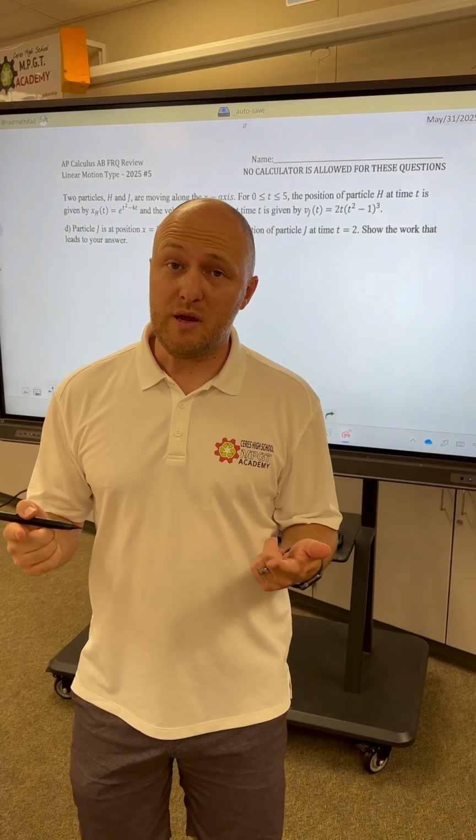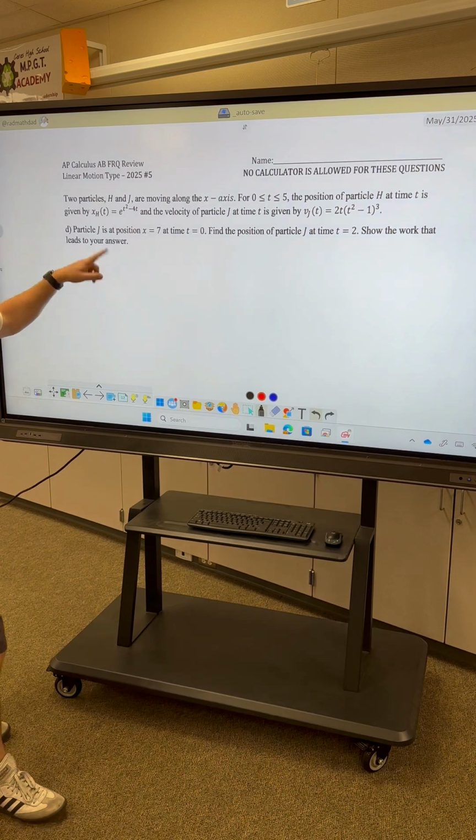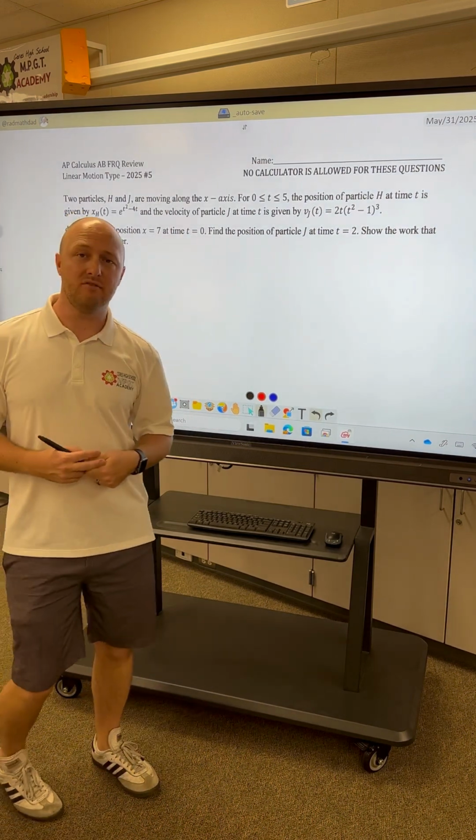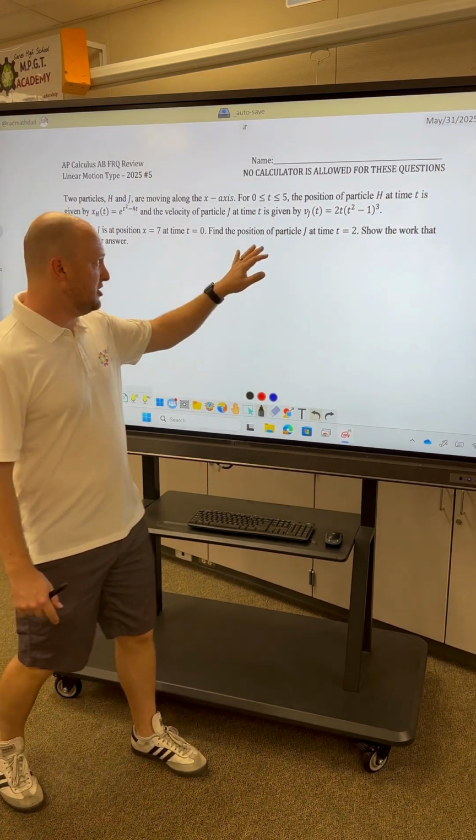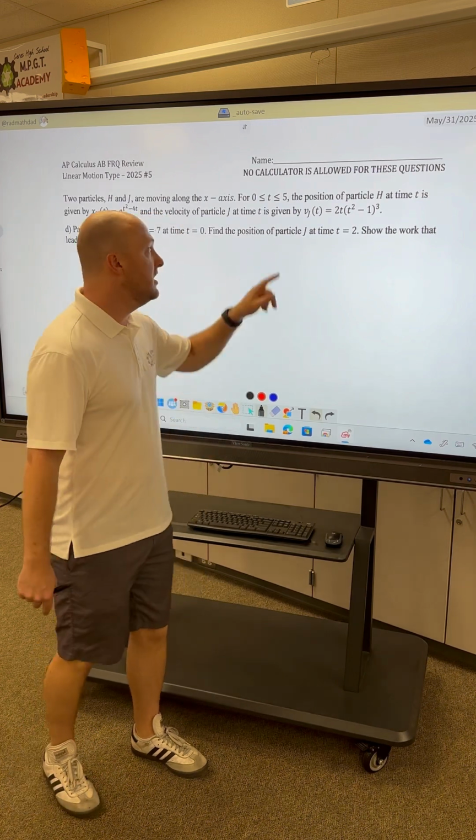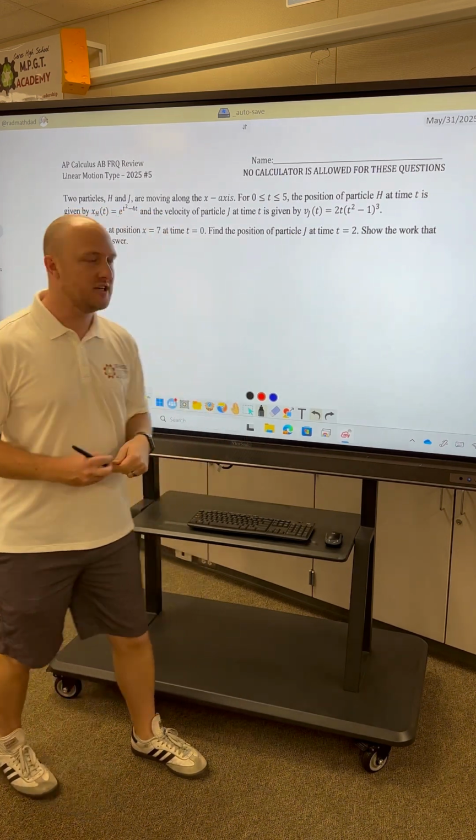5D on the 2025 AP Calculus exam requires U substitution. Let's check it out. Part D says particle J is at position x equals 7 at time t equals 0. Find the position of particle J at time t equals 2. Show the work that leads to your answer.